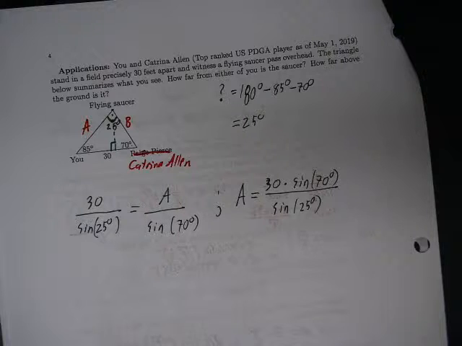And on the one hand, that's a number, that's a final answer. But maybe we actually care about how big this number is. We have reason to care about its decimal approximation, so let's approximate it. That will be 30 times the sine of 70 degrees divided by the sine of 25 degrees. Get something like 66.7 degrees.